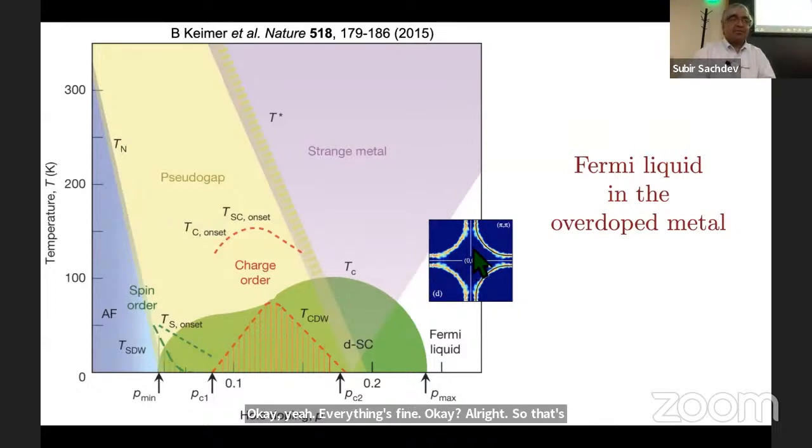Now, usually when we do a theory of superconductors or any other ordered phases in condensed matter physics, we start from the Fermi liquid and then look at its various instabilities.